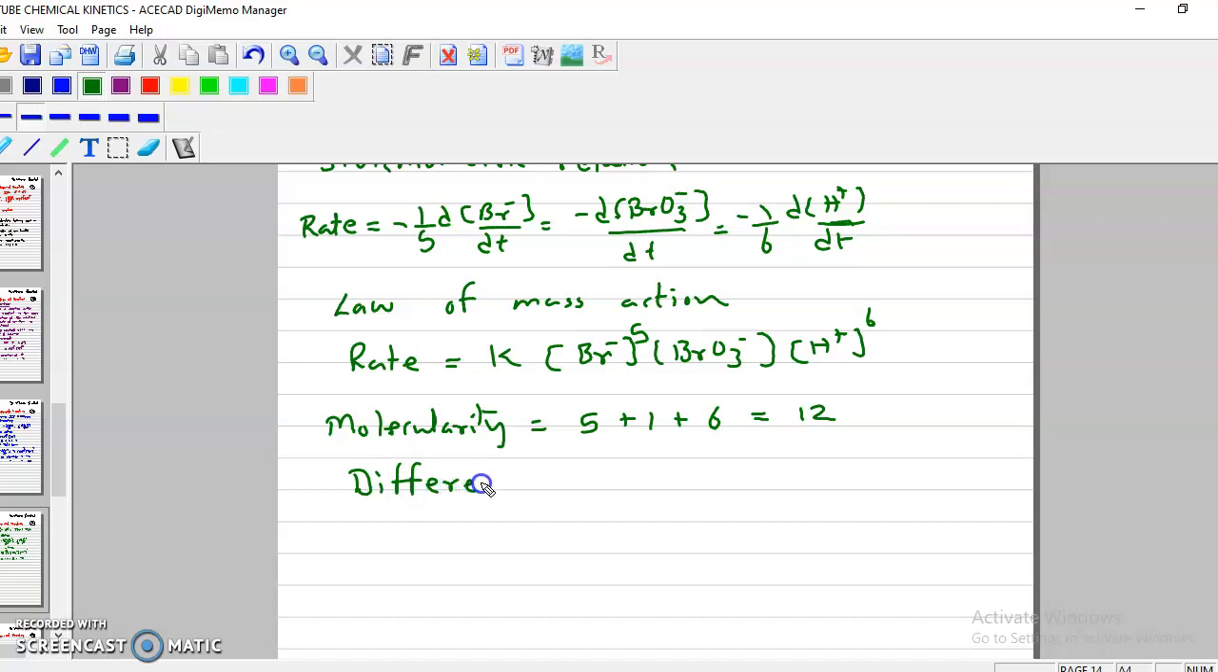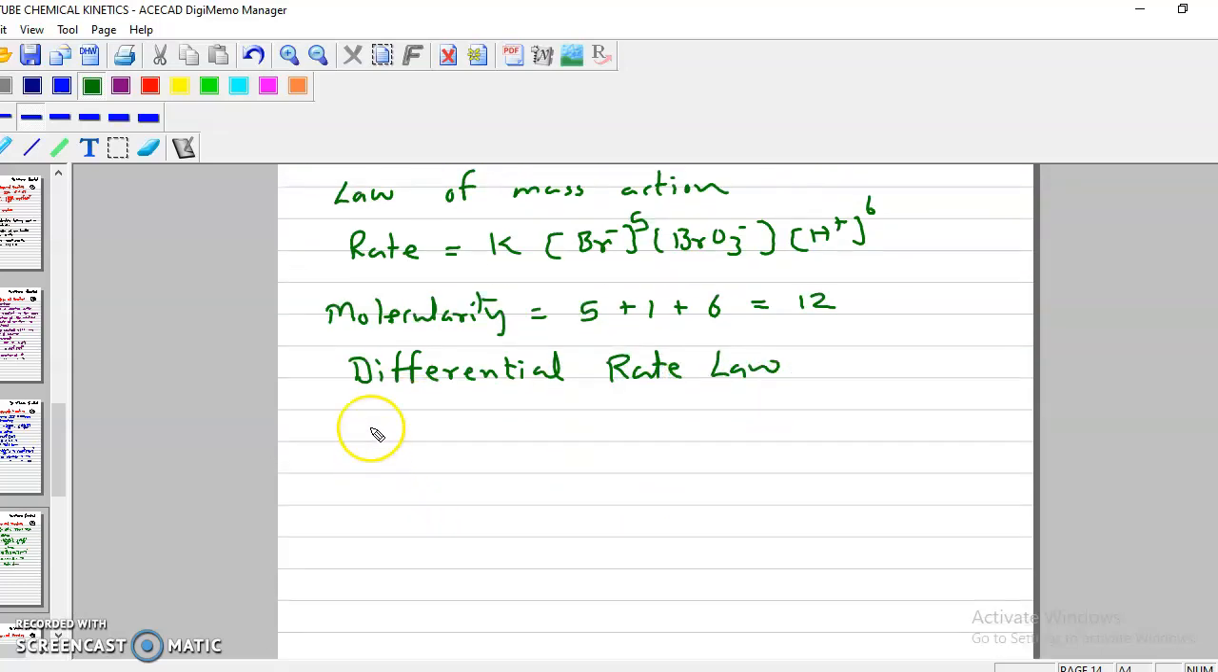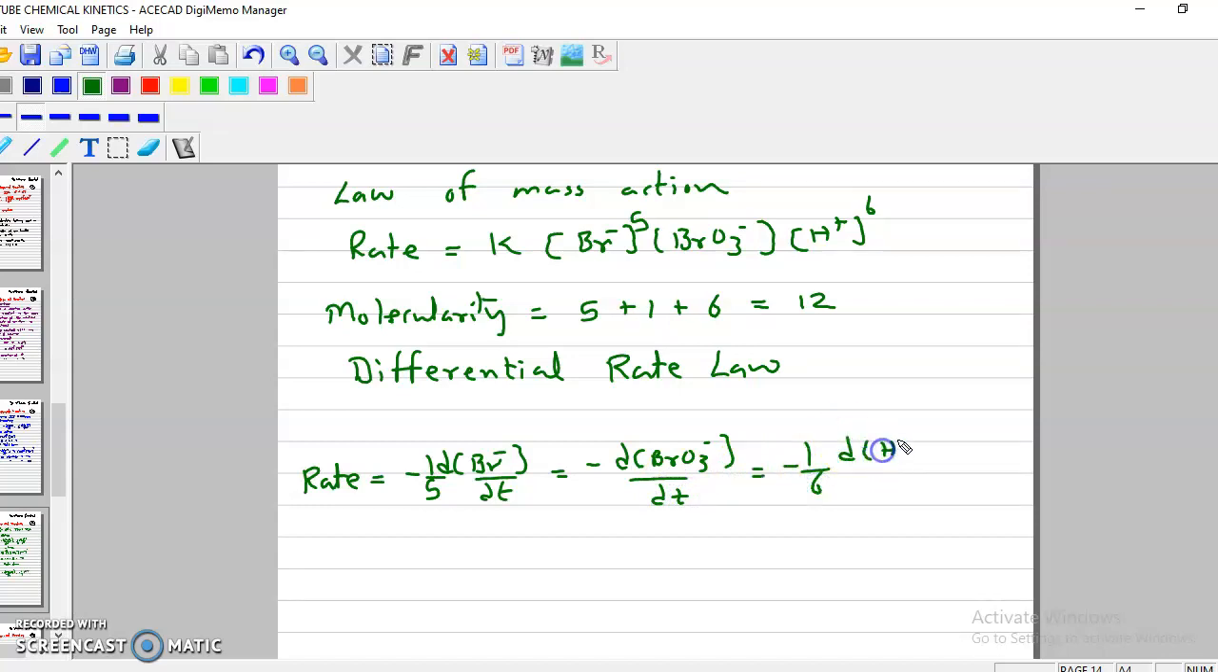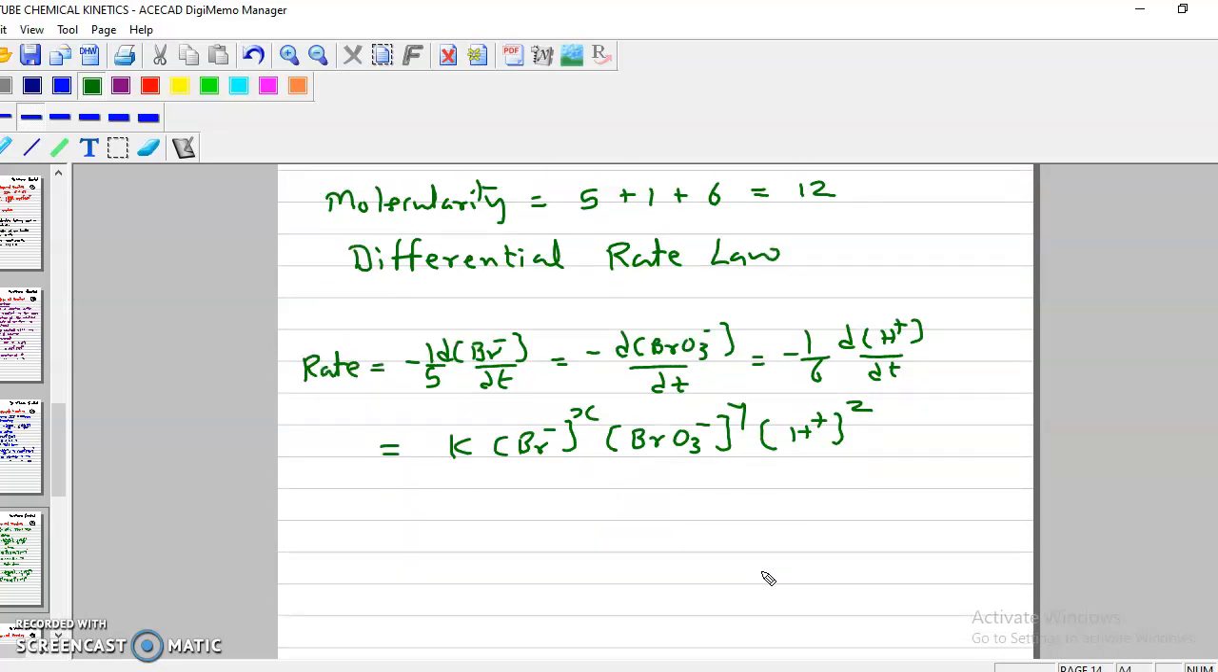Now the differential rate law. We write rate is equal to, you can take any one of these reactants, that is minus 1 upon 5 d[Br minus] by dt, or minus d[BrO3 minus] by dt, or you can take minus 1 upon 6 d[H plus] by dt. You can take any one of these, is equal to K [Br minus] raised to X, [BrO3 minus] raised to Y and [H plus] raised to Z.